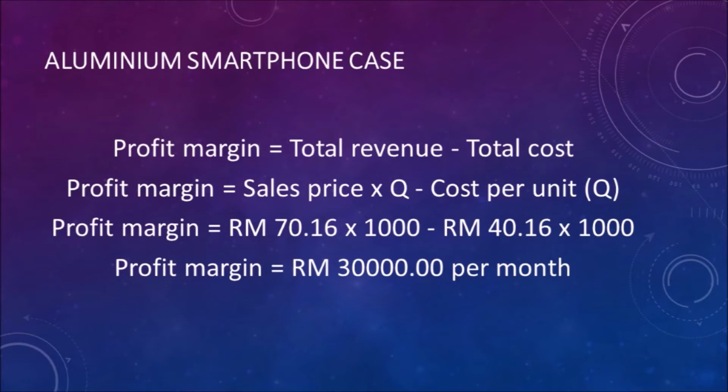Aluminium smartphone case. Profit margin equals total revenue minus total cost. So profit margin equals RM70.16 times 1,000 minus RM40.16 times 1,000 also. So the profit margin we get is RM30,000 Malaysia per month.